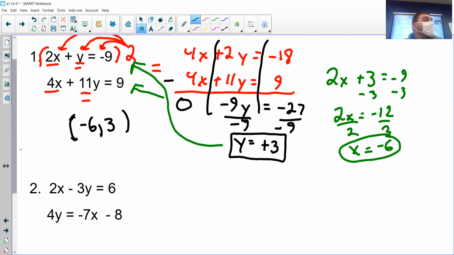Number 2, before we can start, we have to line them up. So let's line them up. The best way to line it up, again, is choices. Actually, this one's not a choice. There's only one way to do it. It's going to be plus 7x on both sides.